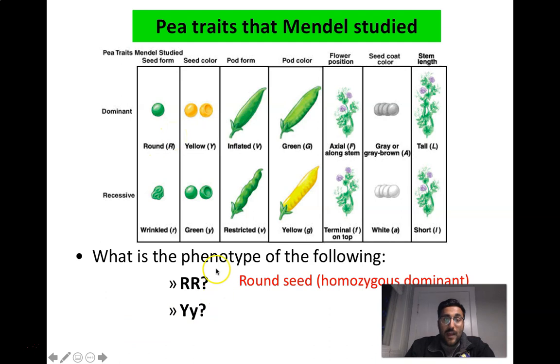Big Y, little y, well, Y is the seed color. Big Y, little y, the big Y is present, it's heterozygous. It'll be a yellow seed. How about this one?